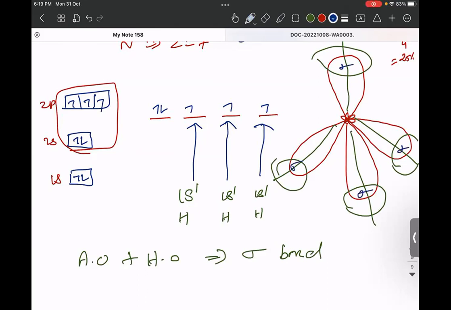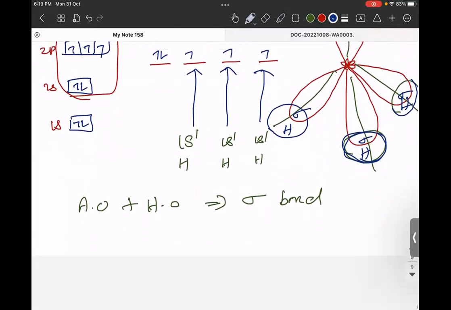Then you have one more. I'm extremely sorry. So 2, 3. Okay. And the fourth one is completely filled, no? So those 2 electrons will be present on the nitrogen. That is known as the lone pair. The remaining 3 will become hydrogen 1, hydrogen 2, hydrogen 3. So 3 sigma bonds. So NH3 has 3 sigma bonds. It will undergo sp3 hybridization.